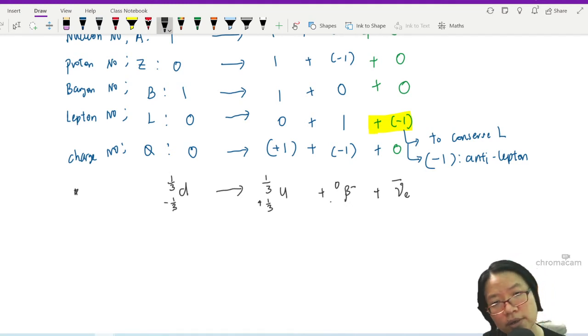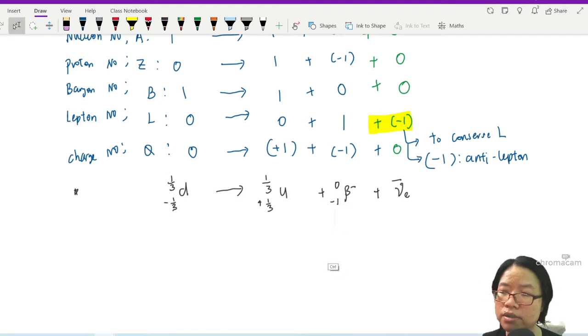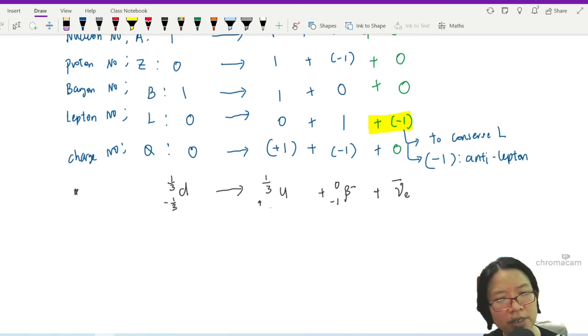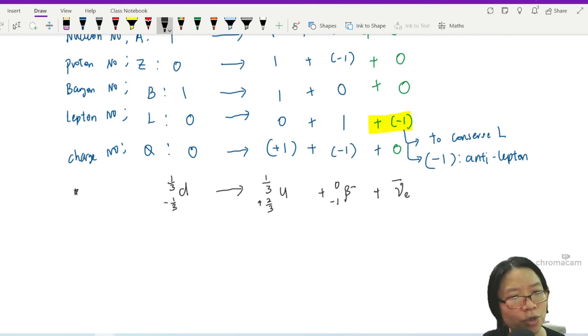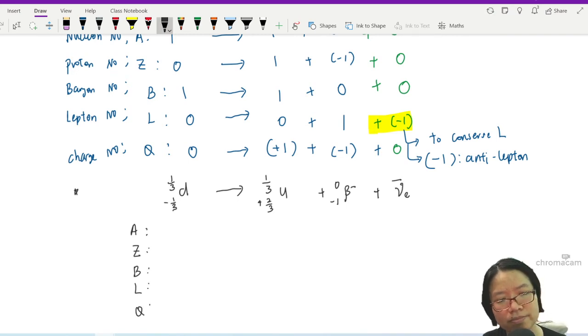Beta is 0, negative 1. So positive 1/3. No. Up is positive 2/3. Okay. So we go proton number, neutron number, baryon number, lepton number, charge. Okay. So the proton number, the down part is 1/3 of the proton. So 1/3 of a neutron. It is 1/3 plus 0 plus 0. Okay. The down part is negative 1/3.